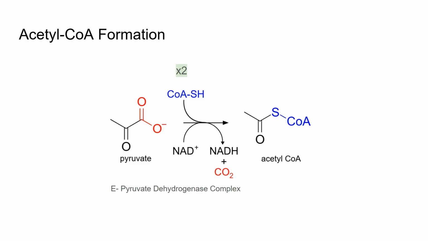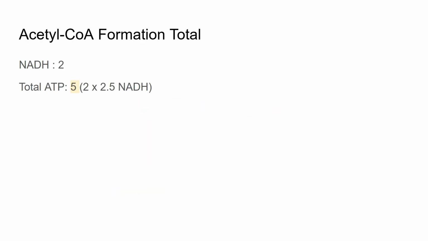Moving on to acetyl-CoA formation, we have one reaction, and that gives us an NADH molecule. You can see that it is pyruvate going to acetyl-CoA, and that is catalyzed by pyruvate dehydrogenase complex. Moving on to the acetyl-CoA formation total, we have 2 molecules of NADH produced, and that leads to 5 total molecules of ATP being produced.